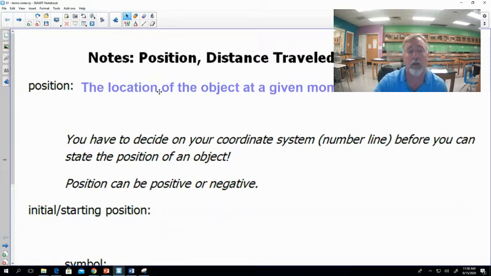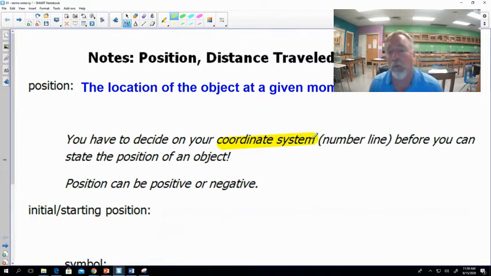Position, if I give you a definition, is the location of the object at a given moment in time. So oftentimes we're used to doing this with a map, right? We'll have some sort of coordinate system, and it'll help us say, well, it's so many degrees east or so many degrees west, so many degrees north or south. Or you can also just think of it as a graph that you use in your math class, right? You have your X and your Y coordinate system, and you want to say, what's the position of a point? You would say X equals 3, Y equals 5, right?